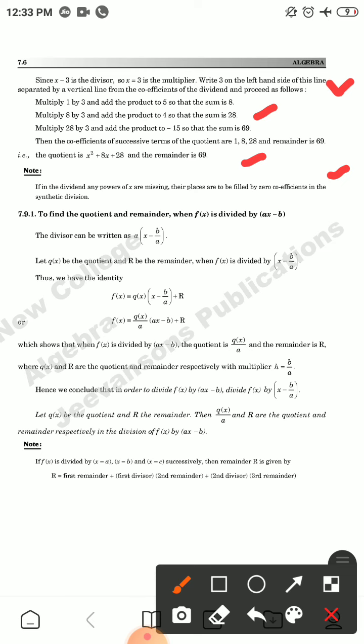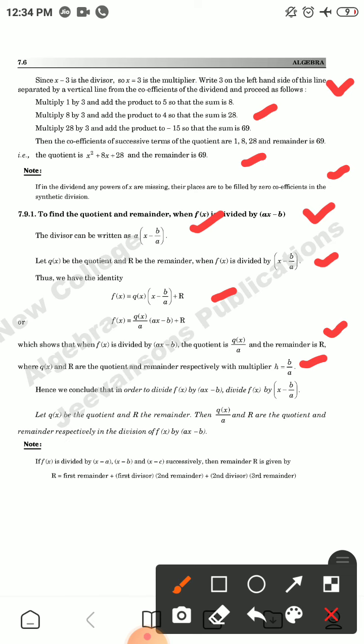Now the next result: to find the quotient and remainder when f(x) is divided by ax - b. The divisor can be written as a(x - b/a). Let q(x) be the quotient and r be the remainder when f(x) is divided by x - b/a. Thus we have the identity f(x) = q(x)(x - b/a) + r, or f(x) = (q(x)/a)(ax - b) + r, which shows that when f(x) is divided by ax - b, the quotient is q(x)/a and the remainder is r, where q(x) and r are the quotient and remainder respectively with multiplier h = b/a.